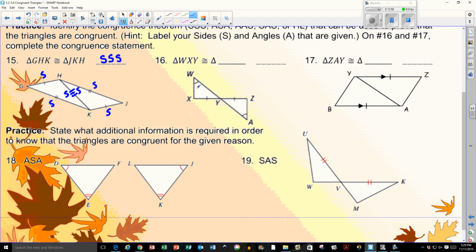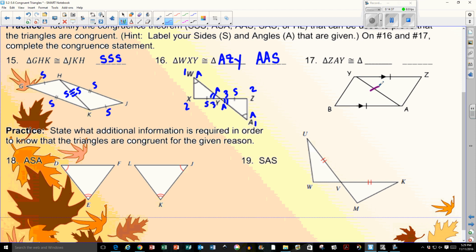Here, these two triangles are twisted. So I know that this angle is equal to this one because they're vertical. So this angle goes with this angle. This side goes with this side. This angle goes with this angle. So these two triangles, I have two angles and a random side. So triangle WXY is congruent to AZY.